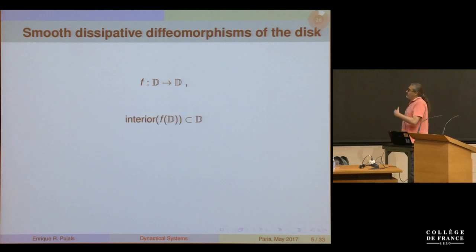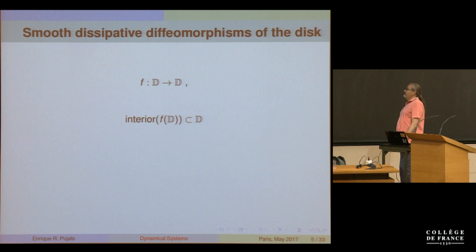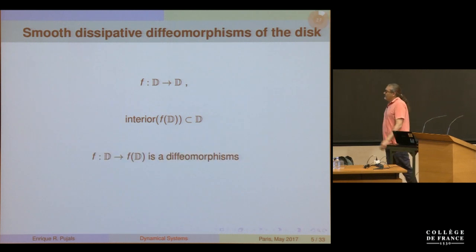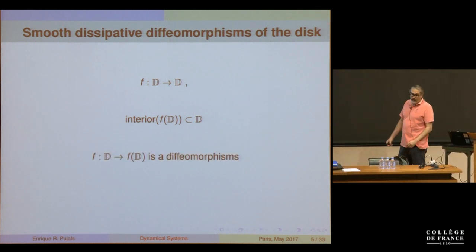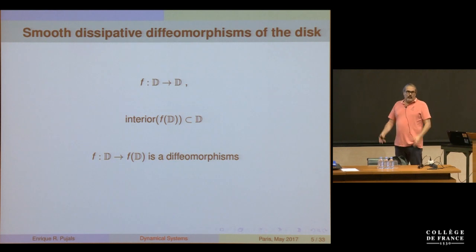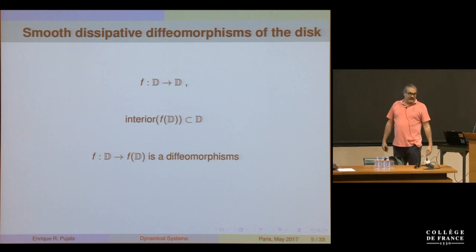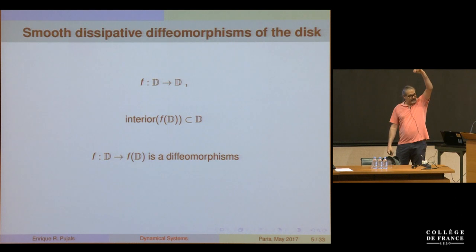The closure of the image of the disk is going to be contained in the interior of the disk. So F onto its image is a diffeomorphism. Obviously, you can embed this on the sphere. Just put a repeller on the north pole, and then the disk is attracting.